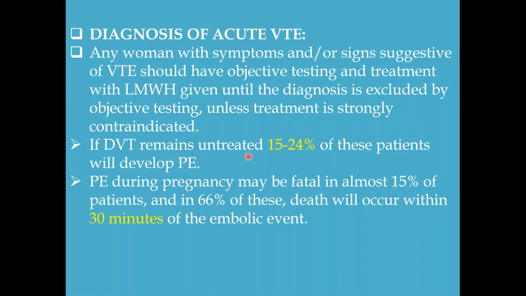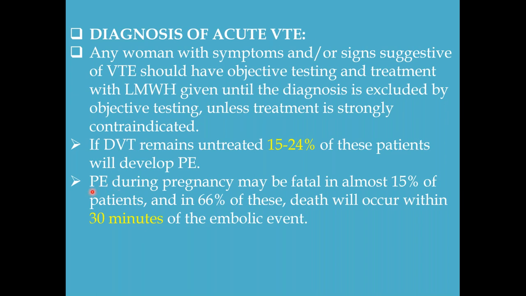If DVT remains untreated, 15 to 24% of these patients will develop PE. So DVT is a high risk for developing PE. If untreated, about 15 to 24% will develop PE. So that is why we start low molecular weight heparin immediately.